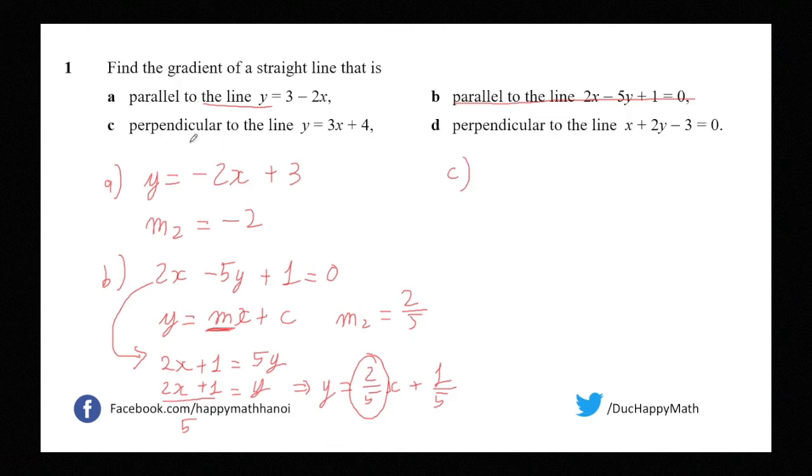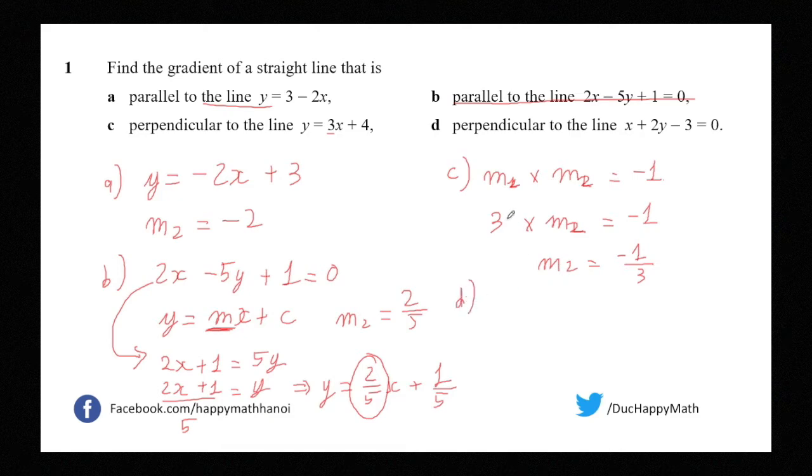Question C: perpendicular to the line y = 3x + 4. Perpendicular means the product of the two gradients has to be equal to -1. The gradient of this line is 3, so m1 equals 3, and you find the value of m2 is -1/3.